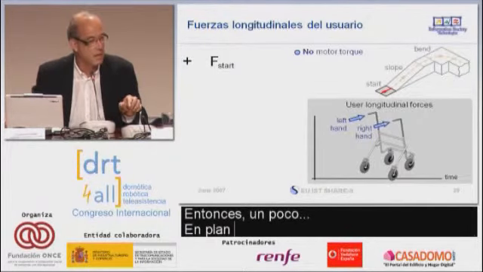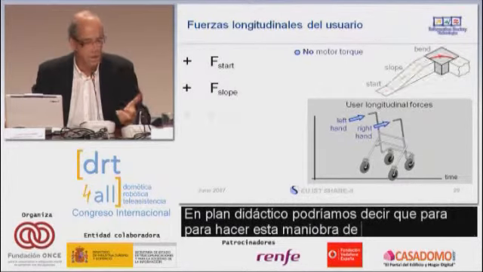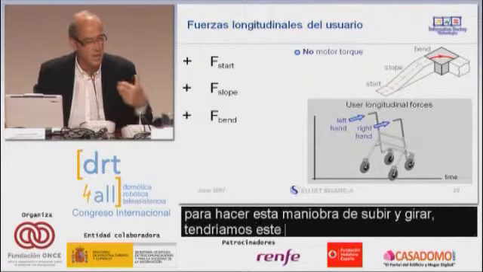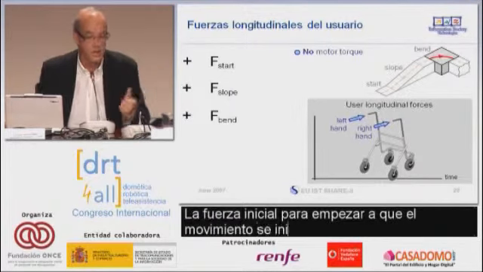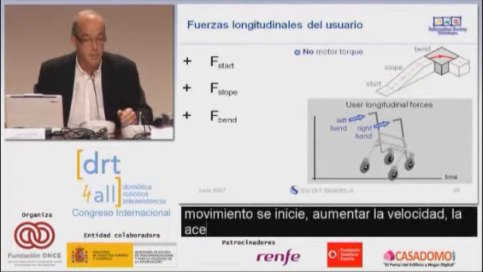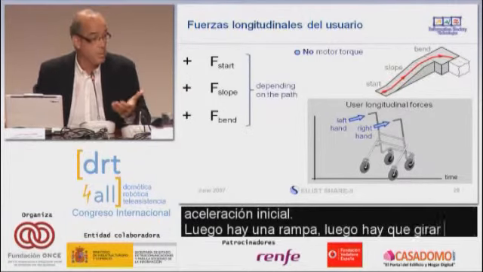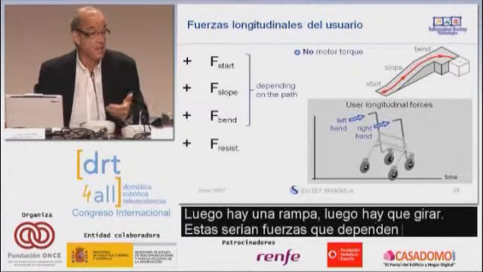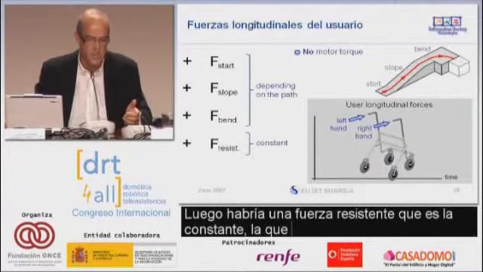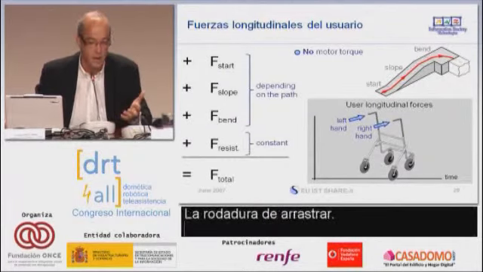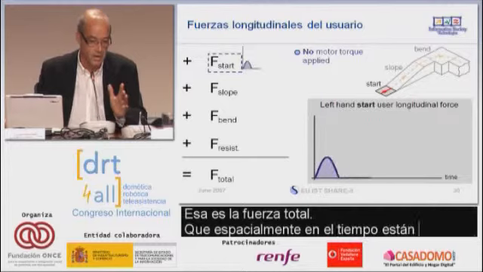So for pedagogic reasons, in order to do this maneuver of going up a ramp, we have these initial forces, the initial force to start the velocity and the acceleration. Then there is a ramp. Then you need to turn. These are forces which depend on the path. Then there is a resistance, the friction of the movement. So these types of forces, both spatially and time-wise, are displaced.